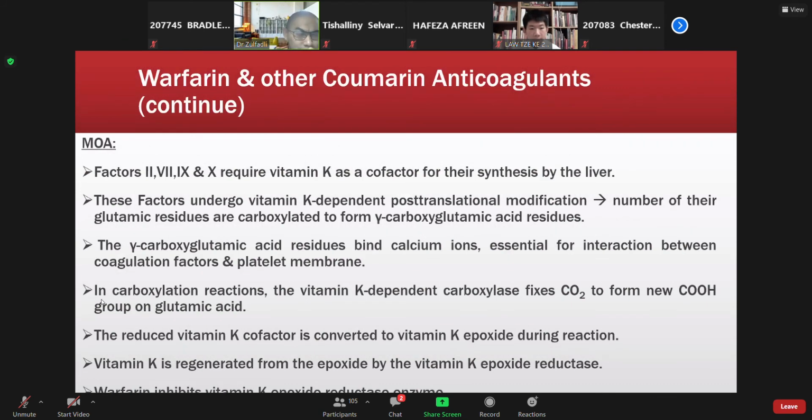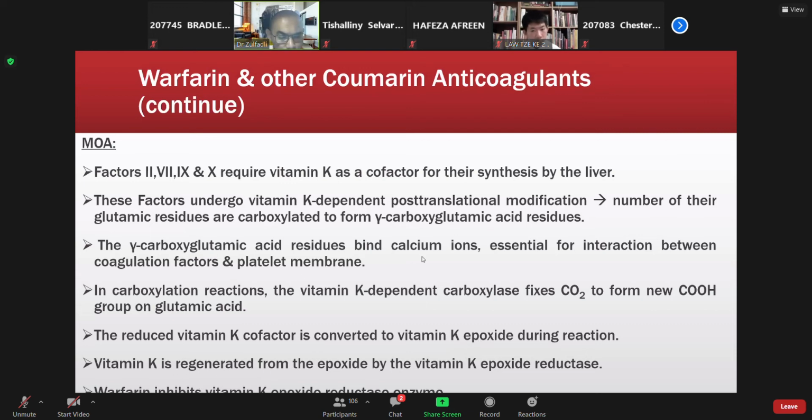Mechanism of action of warfarin. Factor 2, factor 7, factor 9, factor 10 require vitamin K as a cofactor for their synthesis by the liver. This is what I mentioned just now. So these factors undergo vitamin K dependent post-translational modification. A number of their glutamic residues are carboxylated to form gamma-carboxyglutamic acid residues. The reduced vitamin K cofactor is converted into vitamin K epoxide during the reaction.